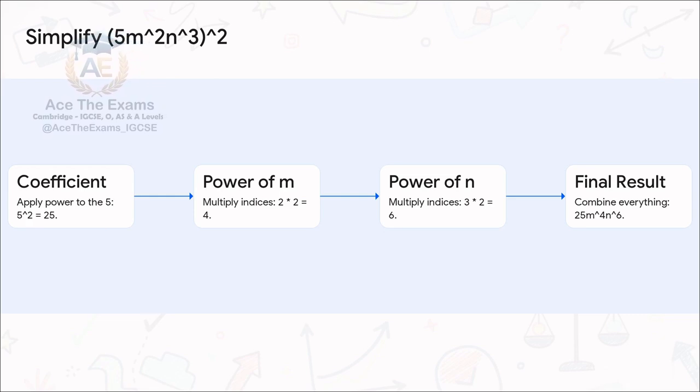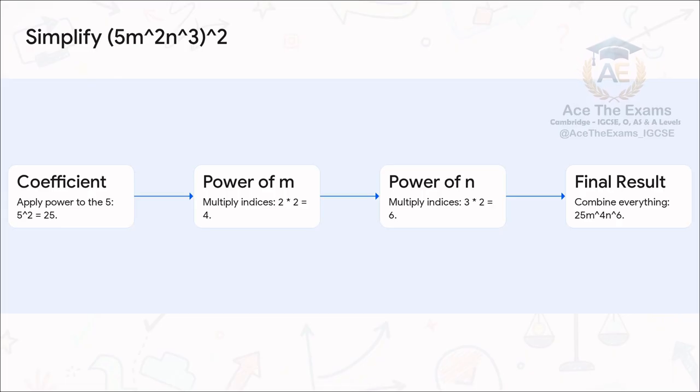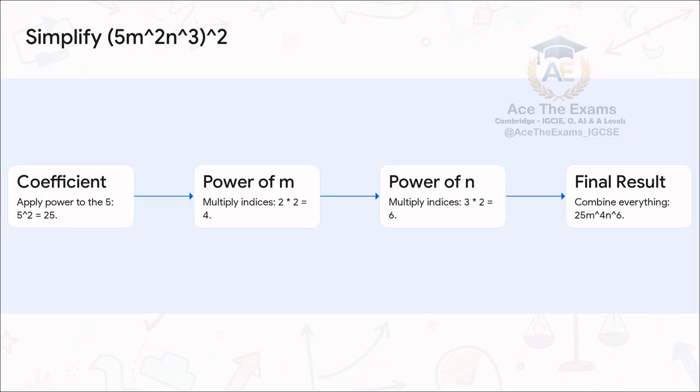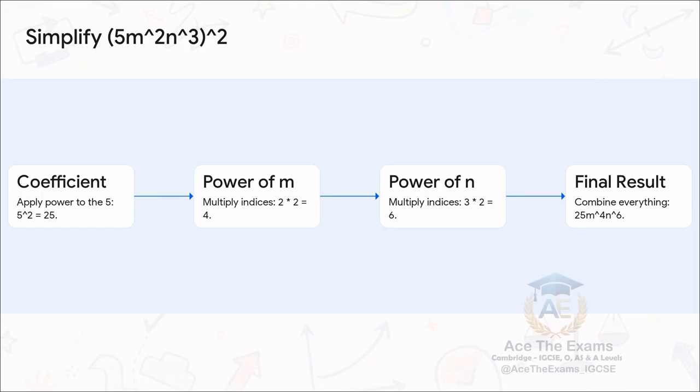Step 1, apply that square to the coefficient first. 5 squared is 25. Step 2, apply the power of a power rule to the m term. We multiply the indices. 2 times 2 is 4, giving us m to the 4th. Step 3, do the exact same for n. Multiply the 3 by 2 to get n to the 6th. Step 4 is our final beautiful result. 25m to the 4th, n to the 6th.